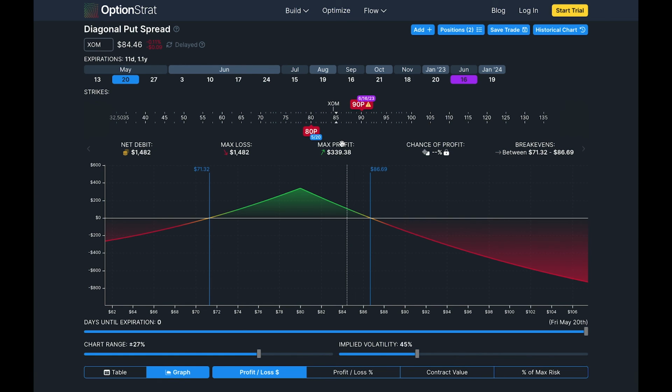So you would buy this 90 put, and then you would sell this short dated 80 put, and you'd receive that credit. Then you could just roll it off to the next month and collect that premium, roll it off to the next month and collect that premium, leaving your long put in play for that duration. Now, again, just like the diagonal call spread, you can close them all out in one transaction if you want to, or you can simply roll that short put to the next expiration to gain even more premium.